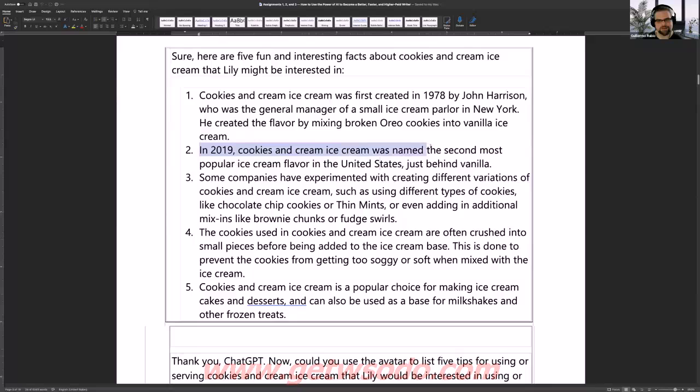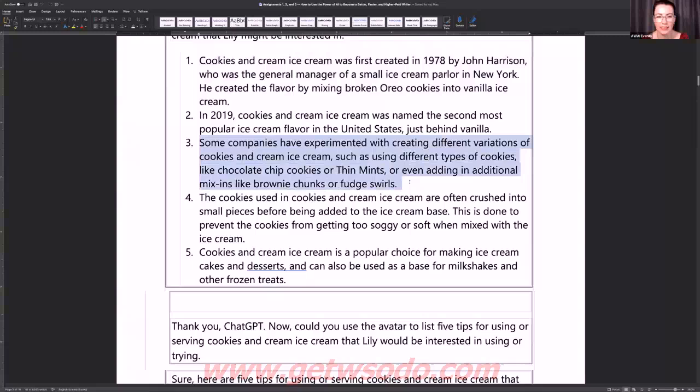In 2019, cookies and cream was named the second most popular ice cream flavor in the United States. So I would go to Google and be like, are there national polls about what America's favorite ice cream is? And that might lead me down another idea, right? I would have never thought to think, do we have national polls about what's the most popular ice cream in the United States? So I'd go and search for that. And then same thing here, I'd search how was cookies and cream created or invented? And that would lead me down another hole and give me a lot more ideas. I want somebody to write an article about why just being vanilla can get you to be the number one in the United States. I would have never guessed that vanilla is number one.